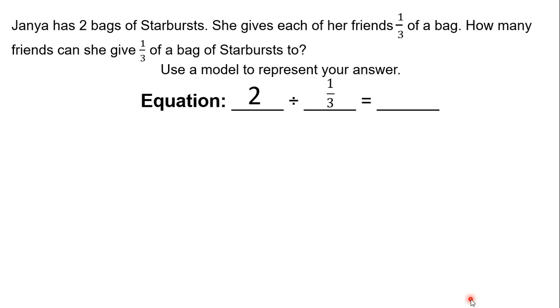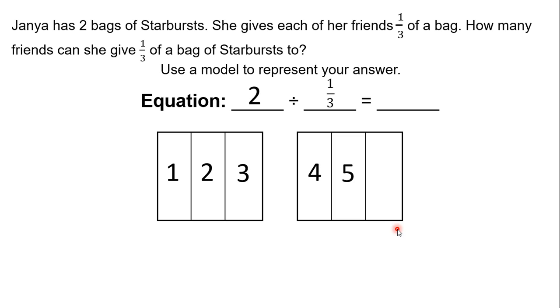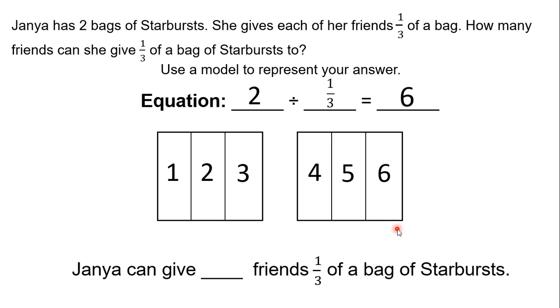Now we can create a model to represent this equation. Since we're starting with 2 wholes, we're going to create 2 whole models to represent 2 bags of Starbursts. We're dividing by 1/3 since each friend is getting a third of a bag, so we're going to break each model into third-sized pieces. Now we just count how many third-sized pieces there are. There are 1, 2, 3, 4, 5, 6 thirds in the 2 whole bags of Starbursts. That means she can give 6 friends a third of a bag of Starbursts. So Janaya can give 6 friends 1/3 of a bag of Starbursts.